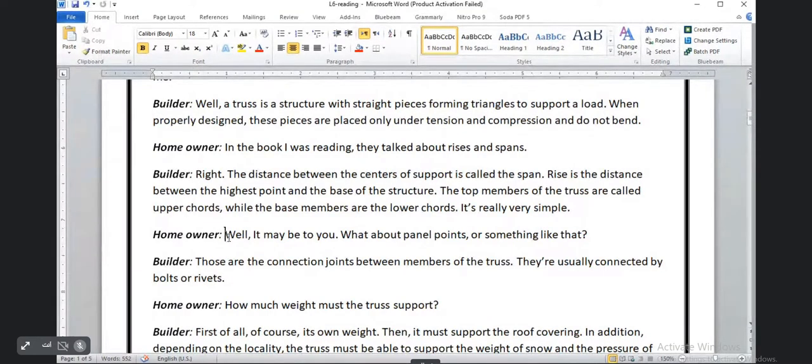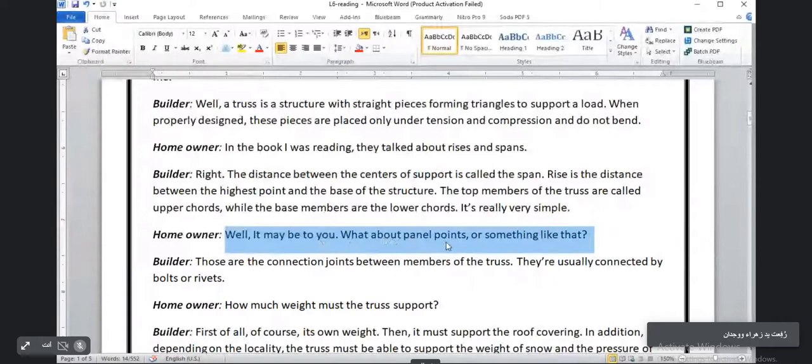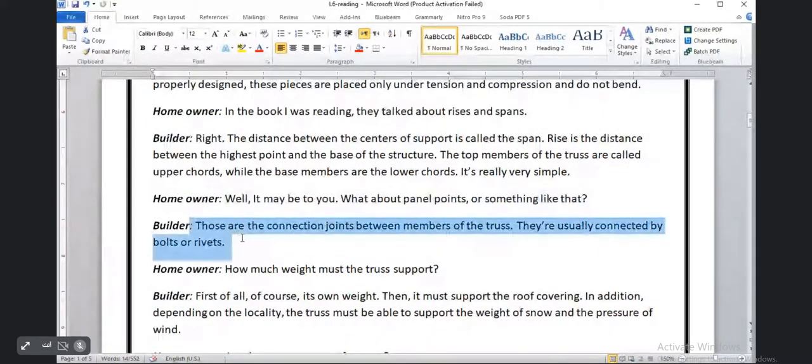So, let me read this and then I will ask someone to read. Well, what about panel points or something like this, sorry. The homeowner is saying here, maybe it is very simple for the builder to understand what the truss is and the parts of the truss, but it is quite difficult for the homeowner. The homeowner doesn't understand exactly what these things are. What are top chords, what are bottom chords? And here he's asking about panel points. Now, let's ask someone to read and see what panel points are.